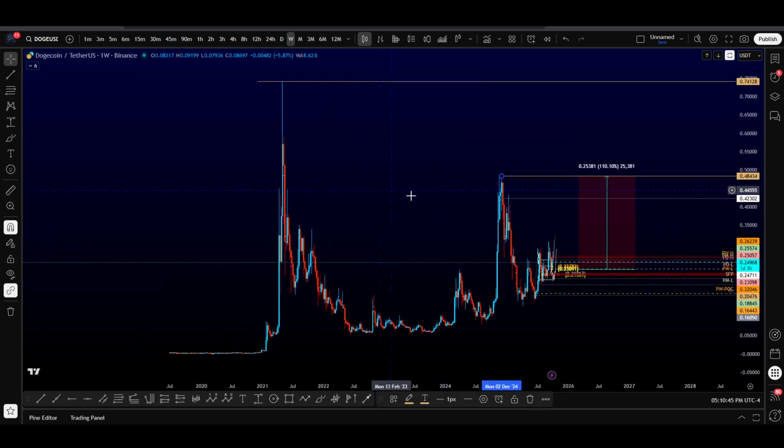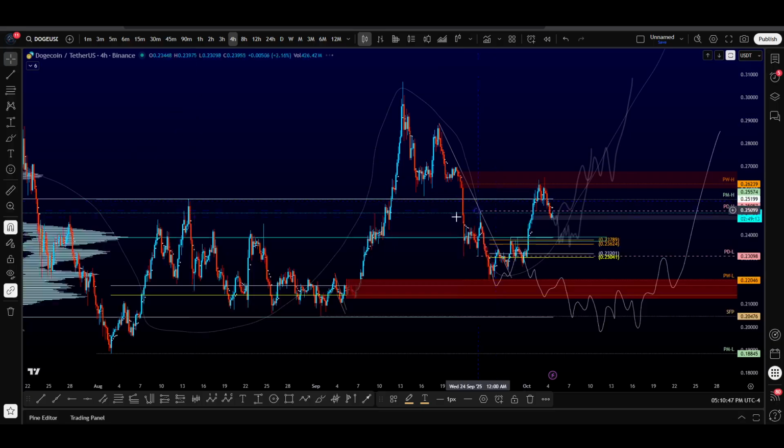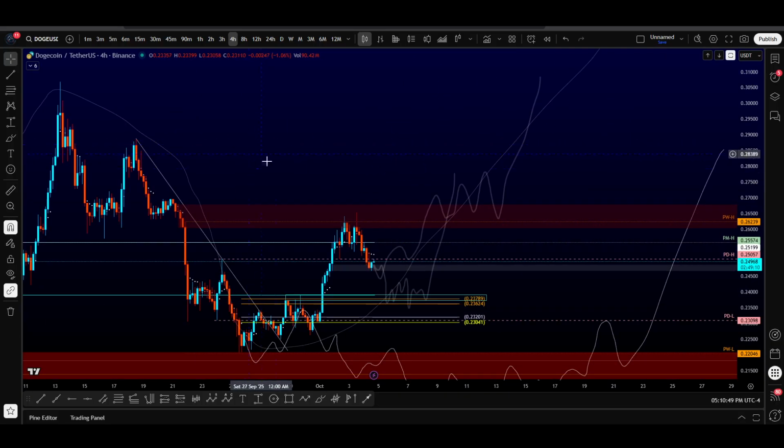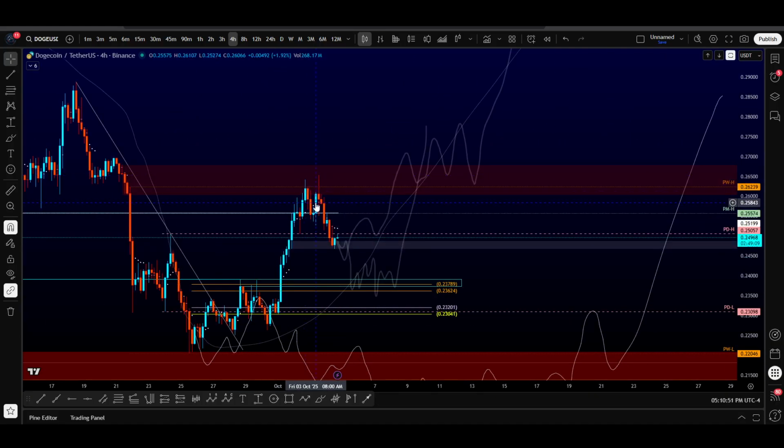Great bullish market structure. Loving the price action on Dogecoin. Very clean, very straightforward. And that's pretty much it.